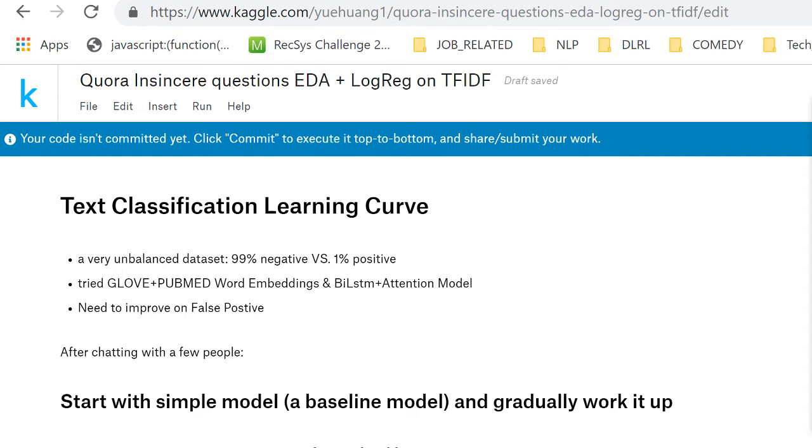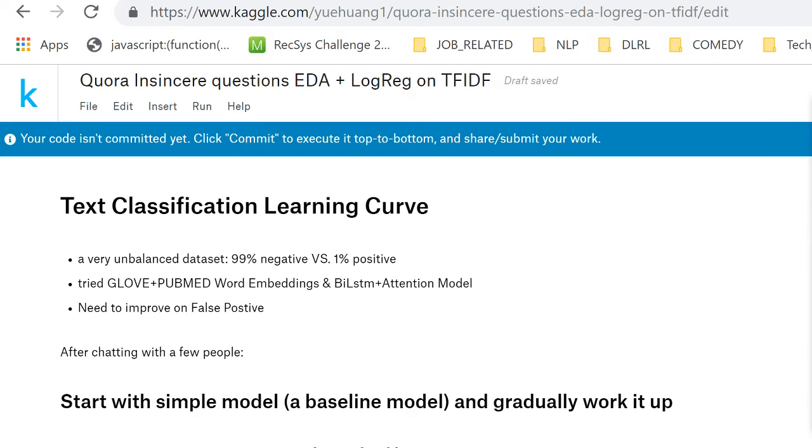So today I decided to start my very first study audio journal instead of a vlog, I guess, to just talk about what I have been up to and learning these days. So I started a text classification problem recently. It's a very unbalanced data set, which is around 99% negative versus 1% positive.